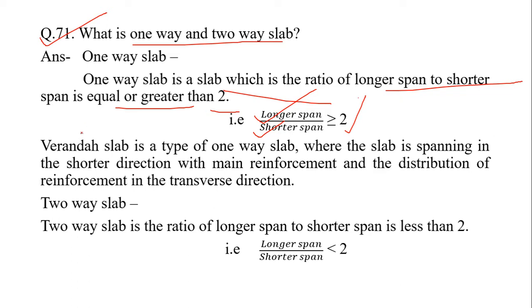An example of a one-way slab is a veranda. In a one-way slab, the main reinforcement is provided in the shorter direction of the span, and the distribution reinforcement is provided in the longer direction.